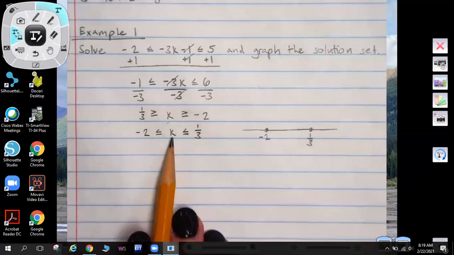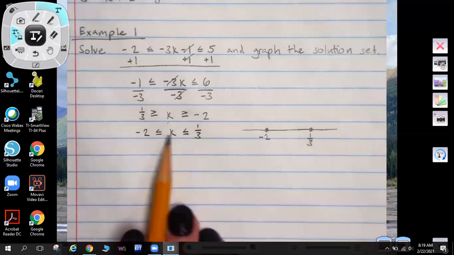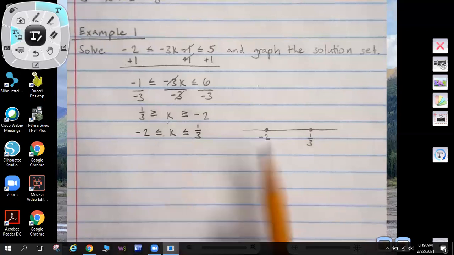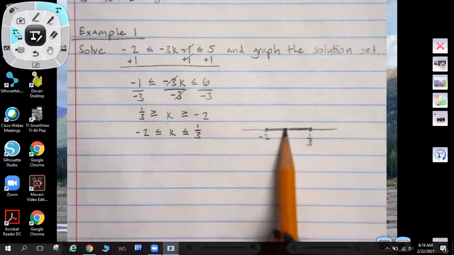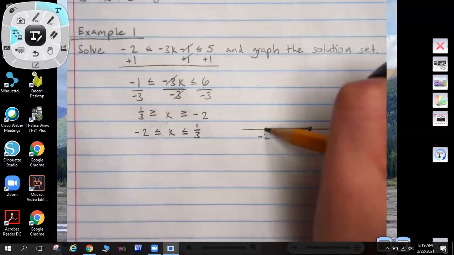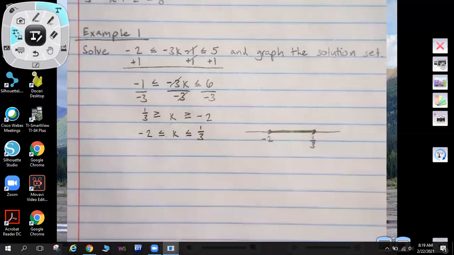And for our solution, our variable can be any number in between those. So we shade the line between these two circles. So in a three-part inequality, you're not going to have an arrow pointing to positive or negative infinity. You're always going to be shading between the 2 points. Let's look at example 2.